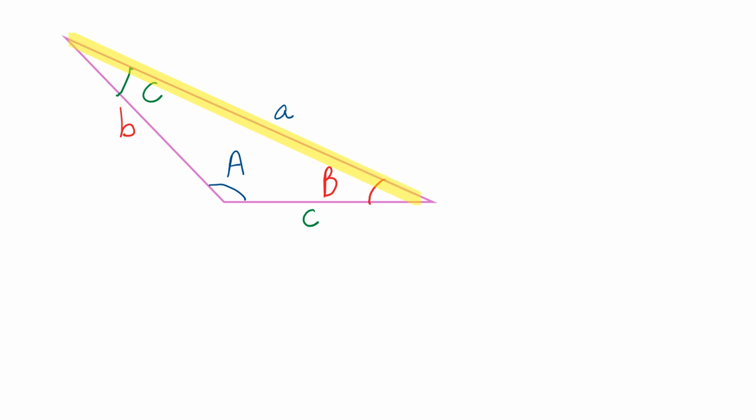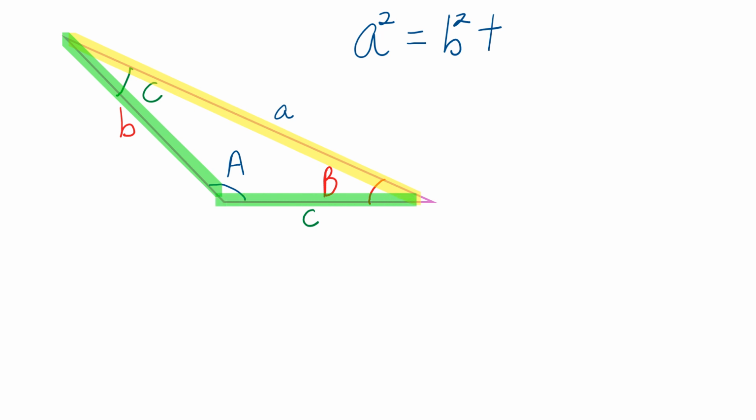The highlighted side is the one highlighted in yellow. So the formula will be: start off with a squared, and then b squared, which is the one highlighted in green, plus c squared, the one highlighted in green also. I should have used a different color. So minus, there's a 2 there, times b times c, and cosine angle A.